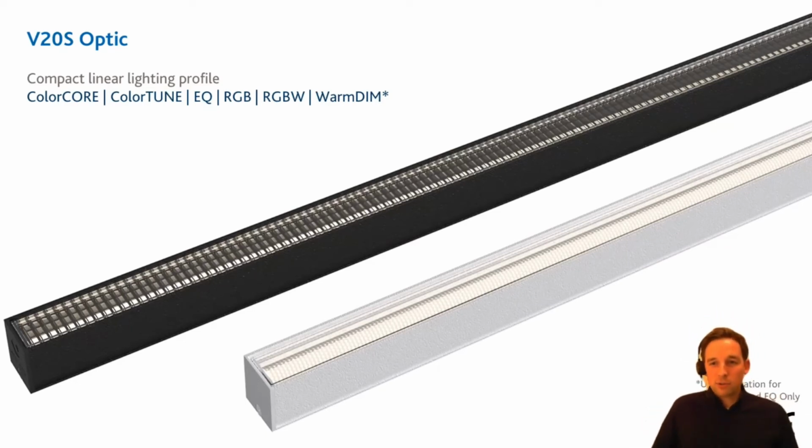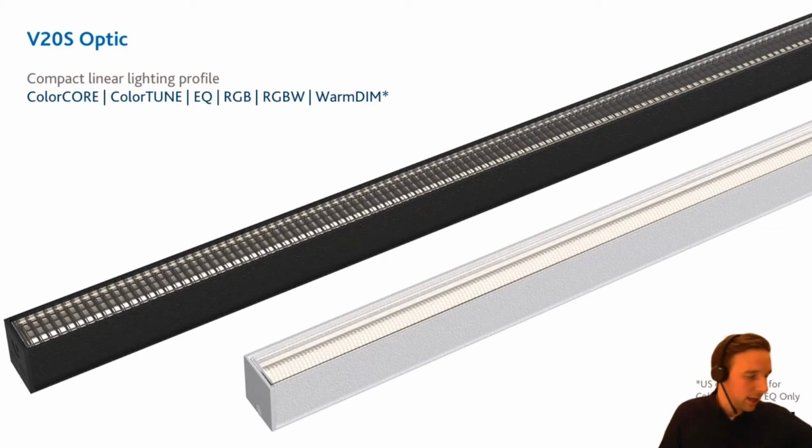So V20 Optic, this is very fast becoming one of our best-selling products. It is super versatile. It's a 20 by 20 millimeter, so just under an inch square profile. It comes in lengths from 100 millimeters up to 2 meters. I can't do that conversion in my head, so I'm sorry. And what you get is a very slim, very sleek profile that is interior and exterior rated, so it's wet listed as well. And you get beam control, you get various different outputs, and you get glare control as well.